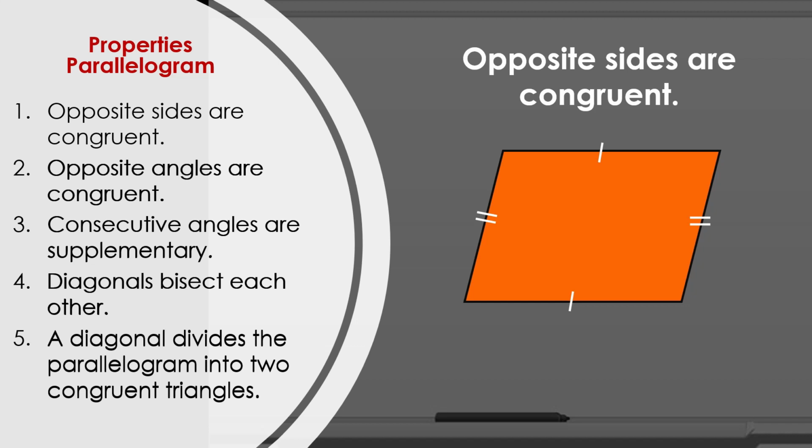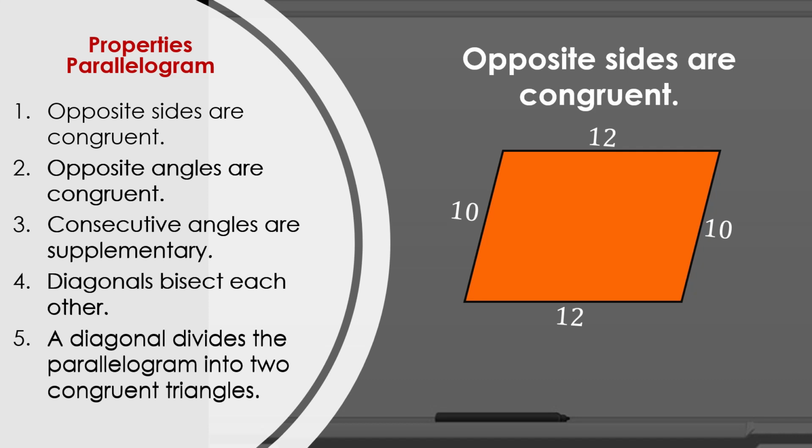So, if we apply the properties of parallelograms, if this side is equal to 10 units, then the other side opposite to it is equal to 10 units as well. Same with the other side. If this side is equal to 12 units, then the other side is equal to 12 units as well.